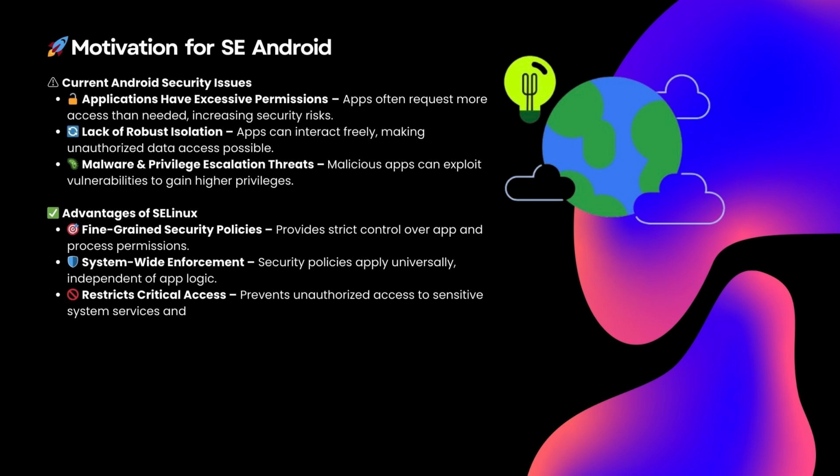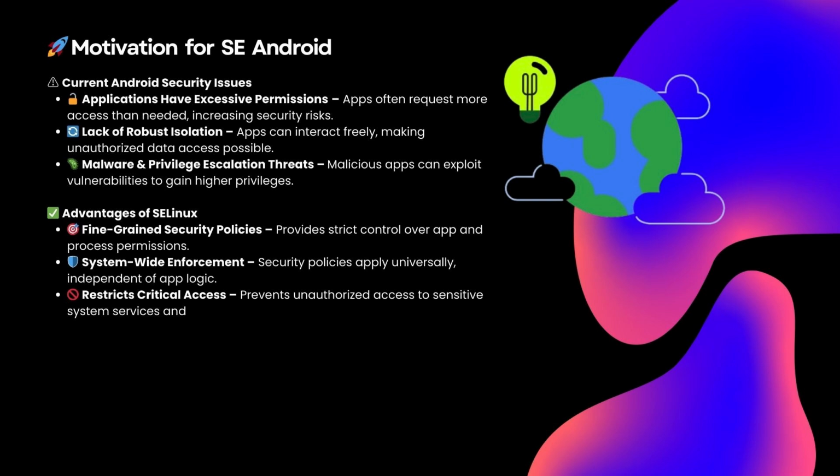In Android's original model, apps were isolated from each other using discretionary access control, DAC, but that isolation wasn't always strong enough. Apps could interact in ways they shouldn't, making unauthorized access to user data possible. It's like having doors that look closed but aren't locked properly. We all know that malware is a big threat on Android. Malicious apps can exploit vulnerabilities to escalate their privileges and gain access to system-critical resources. This kind of privilege escalation can have devastating consequences for both users and the system.